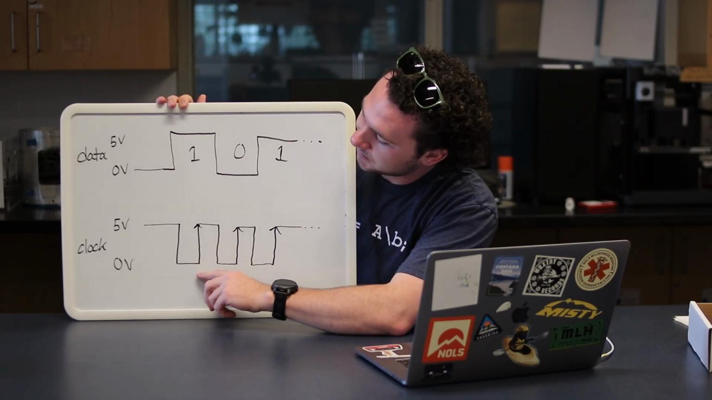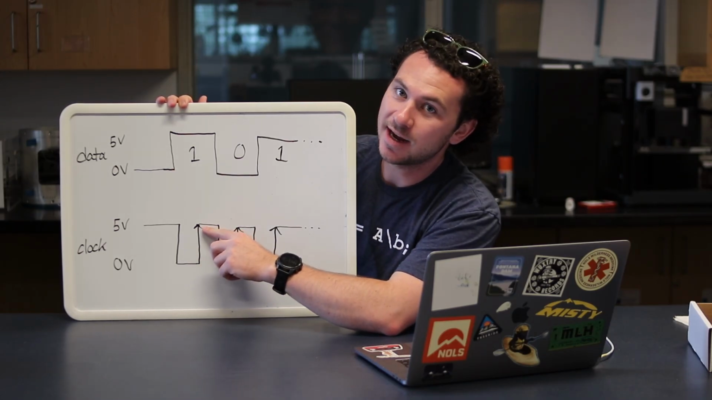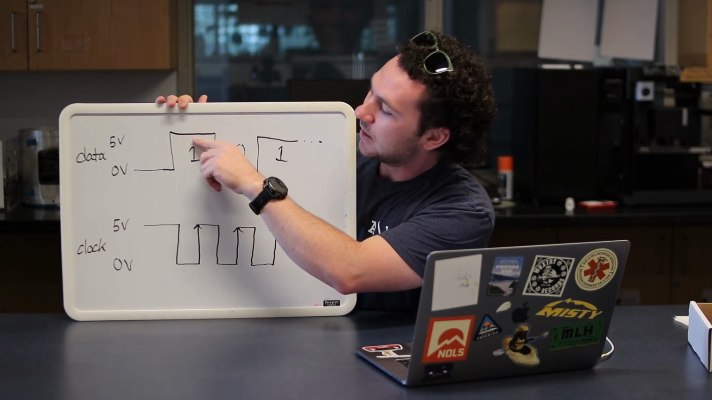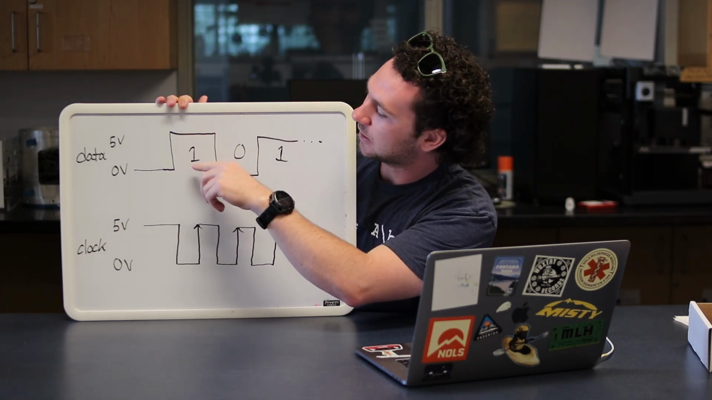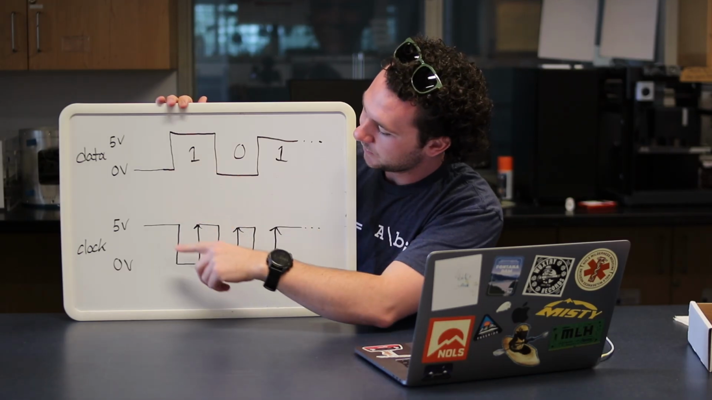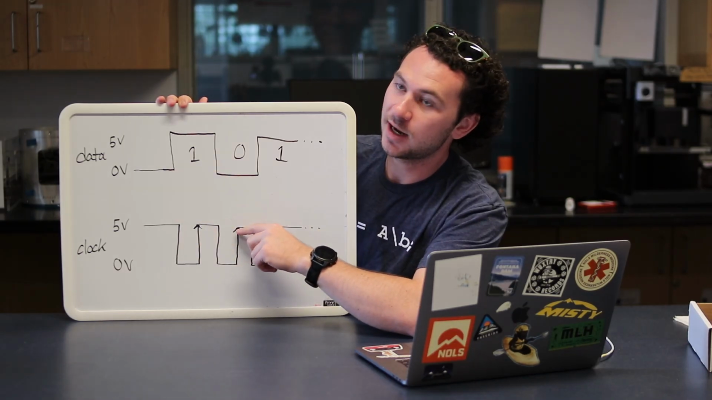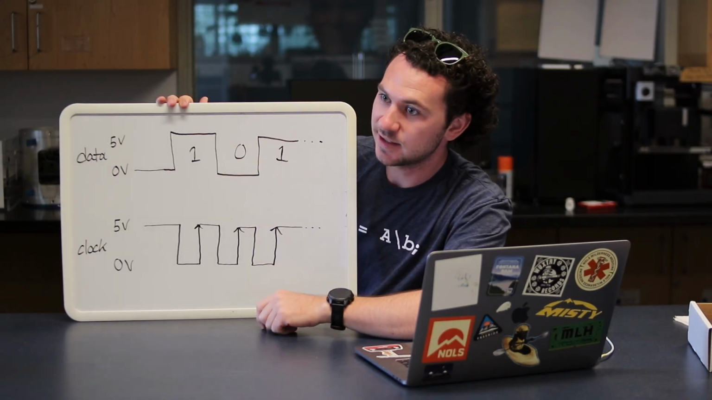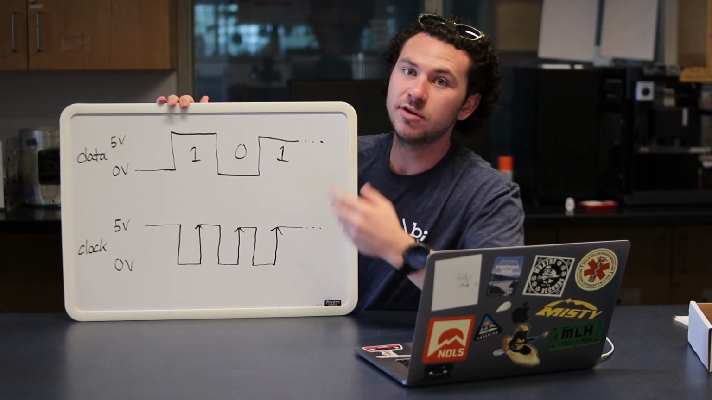So in this case, the first time we raise that clock line to high, the data value is 5 volts, or a high logic level, so we read that as a 1. Next time we raise the clock line to high, it's at 0 volts, or low, so we read that as a 0, and so on and so forth.